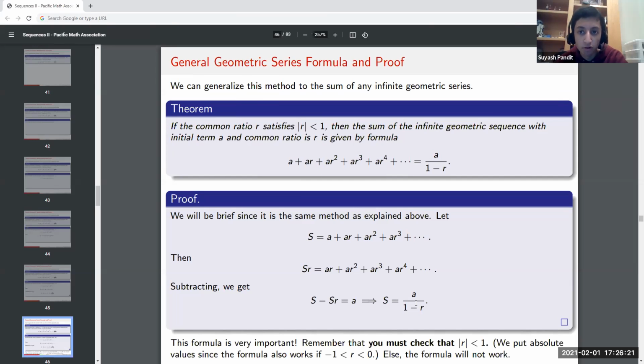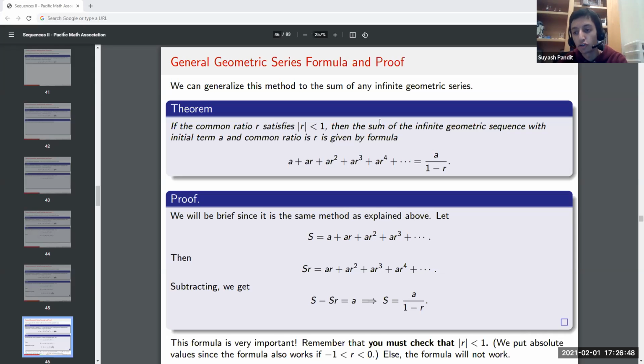Obviously if R equals 1, this just becomes undefined. If R is greater than 1, then you get something kind of bizarre. For example, when A equals 1 and R equals 2, you get negative 1. That doesn't mean that 1 plus 2 plus 2 squared plus 2 cubed equals negative 1. No. You must check that the absolute value of R is less than 1. Now, it's also worth noting that this does work for negative values of R that are greater than negative 1.